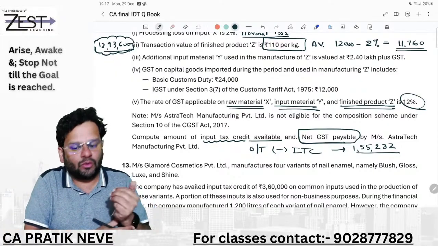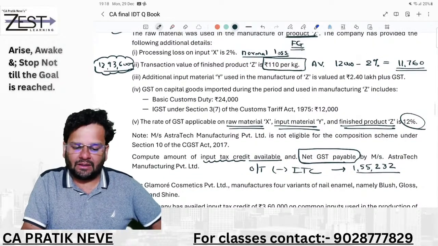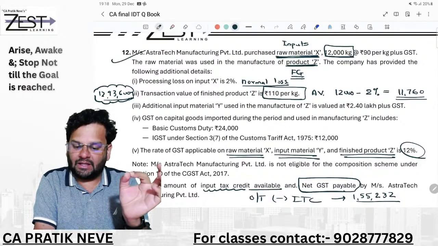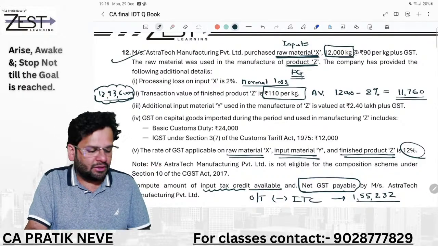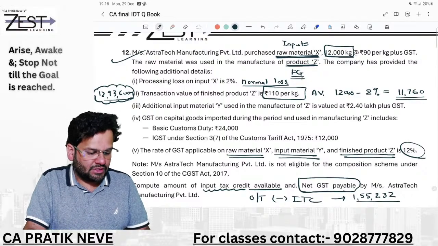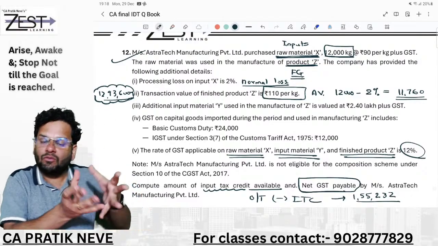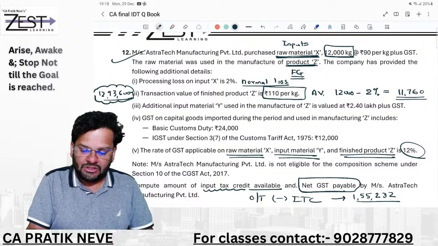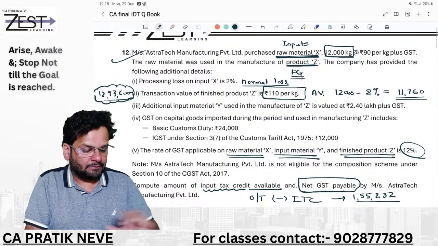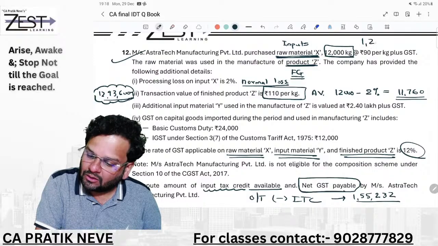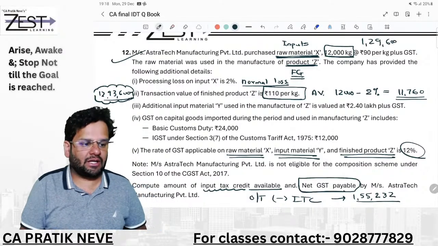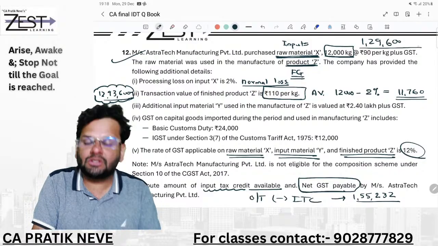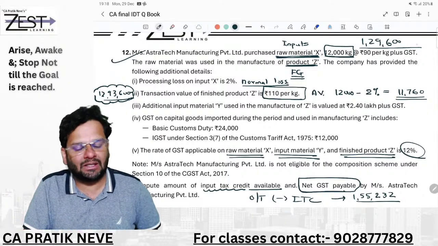Now the only thing is you have to get ITC. So take now the entire ITC on the input X, that is raw material X. So 12,000 into 90, which is 10,80,000, will become the purchase cost. On 10,80,000, calculate GST at 12%. So isn't it 1,29,600? Just check. I have done the detailed working also for you. So as of now, you just follow this rough working. Then I will show you the detailed working.